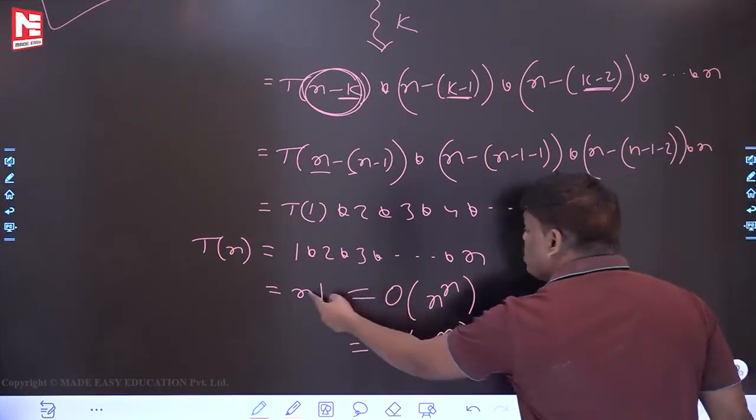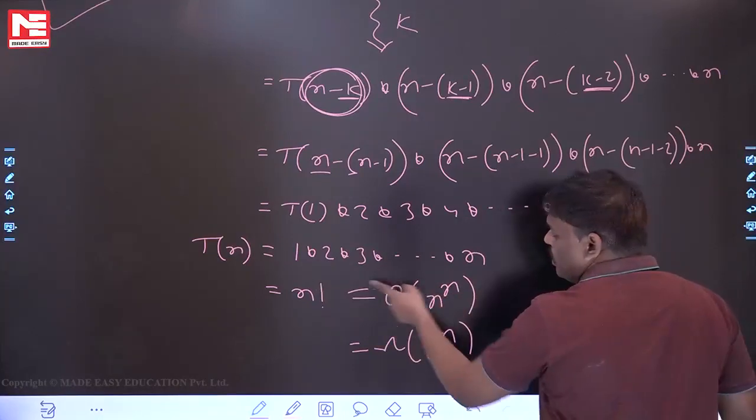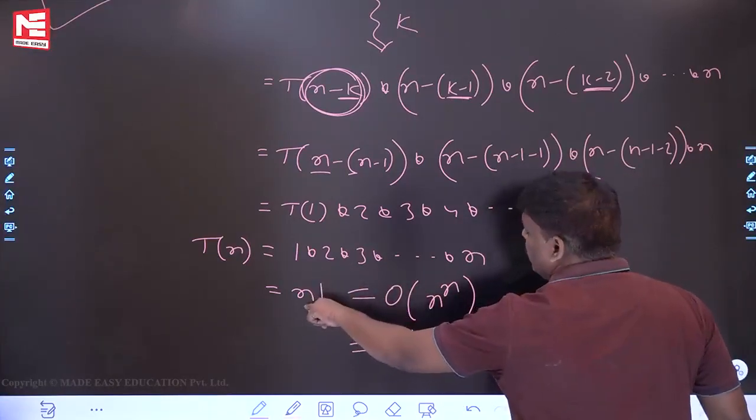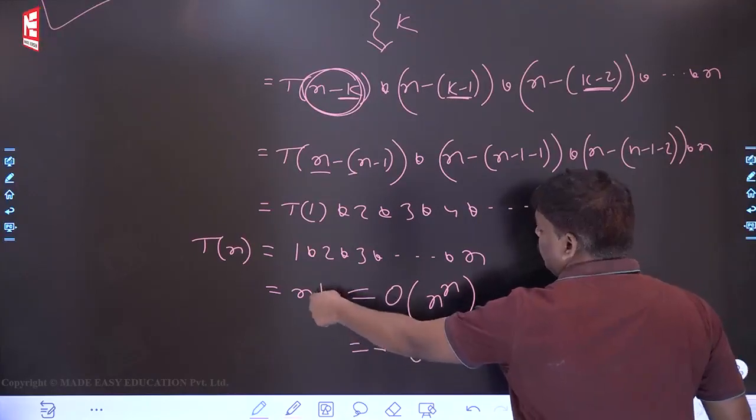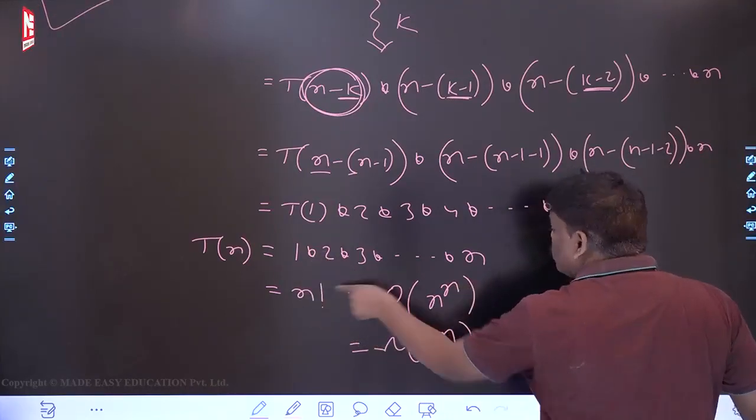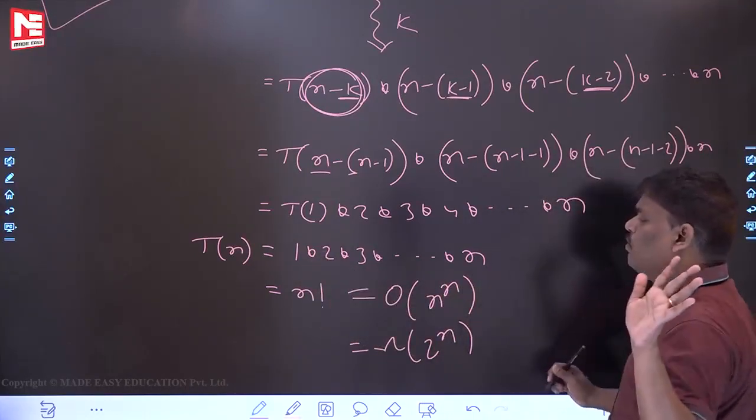Comparing these two, this one is a little bit bigger. Comparing these two, n factorial is a little bit bigger. Comparing these two, n power n is a little bit bigger. Anyhow, can you help me now?